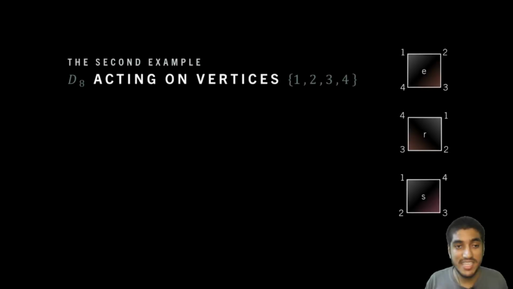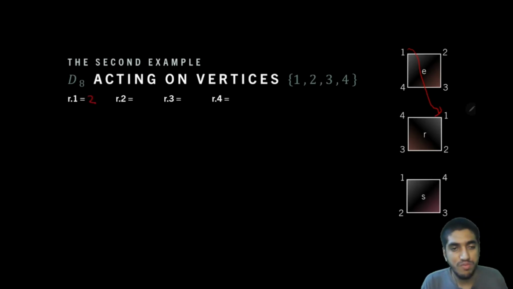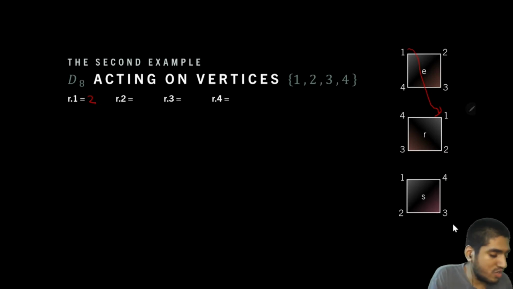The second example, consider D8 acting on the set of labels of vertices A is equal to 1, 2, 3 and 4. What will be r dot 1? After rotation, 1 moves to the position of 2. That is, r dot 1 is equal to 2. r dot 2, where 2 moves to the position of 3. r dot 2 is 3 and r dot 3 is 4. What about r dot 4? 4 moves to the position of 1. Therefore, r dot 4 is equal to 1.